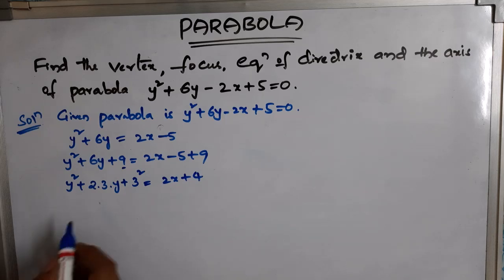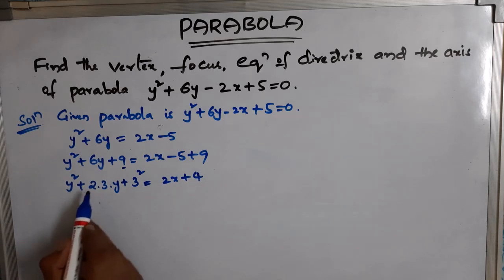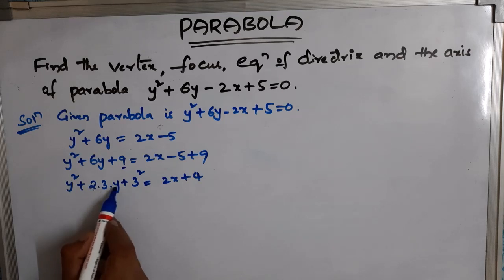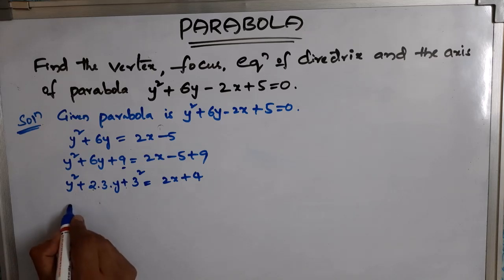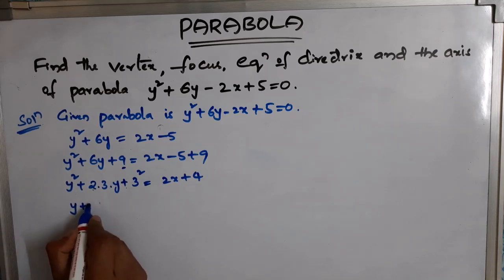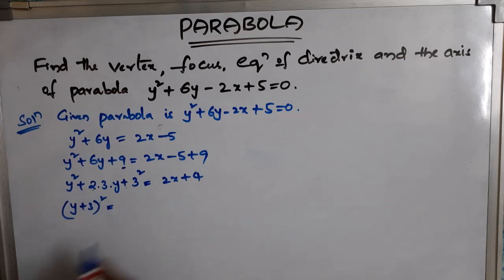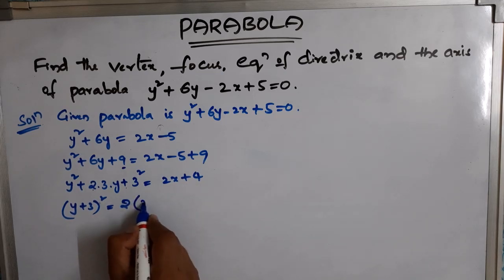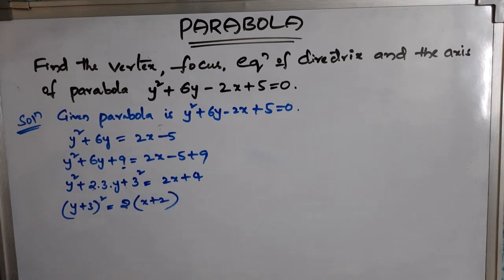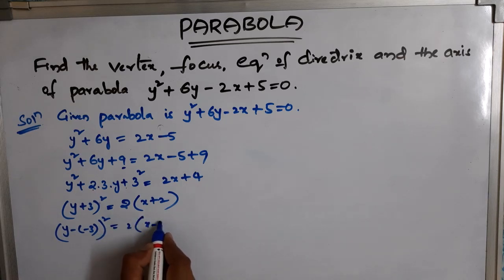Now you can look at this: a square plus 2ab plus b square, so a plus b whole square, right? What is a here? (a plus b) whole square is equal to, in this, 2 I am going to take common as 2x plus 2. You can write this one as y minus 3 whole square. Minus into minus is plus. Same here also, x minus of minus 2.